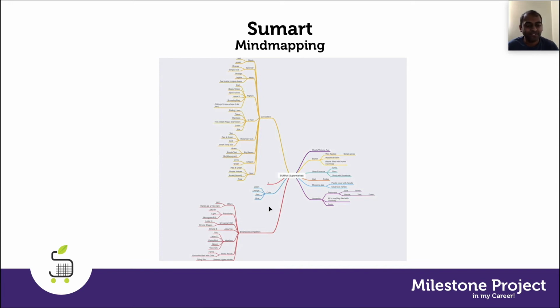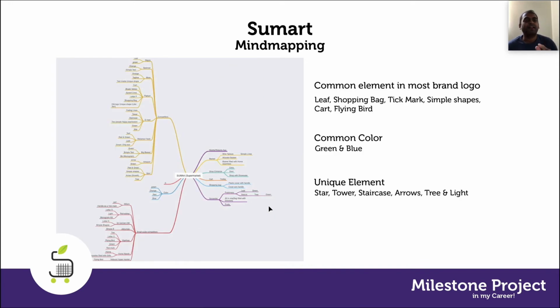From that mind mapping we identified the common elements in most brand logos. We asked this question because the client said very clearly that he wants a logo that portrays a supermarket. So the mind mapping research was based on supermarkets. The common elements were a leaf, a shopping bag, a tick mark, and simple shapes. We also identified the common colors: green and blue are the most commonly seen colors in supermarket logos.